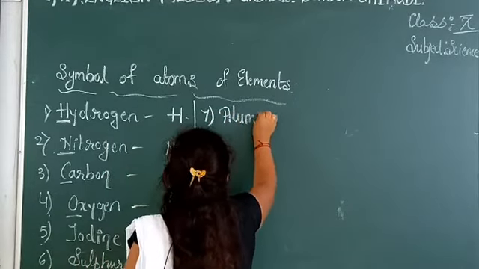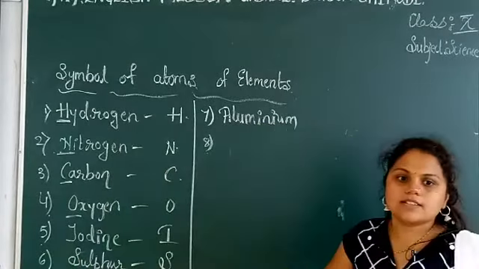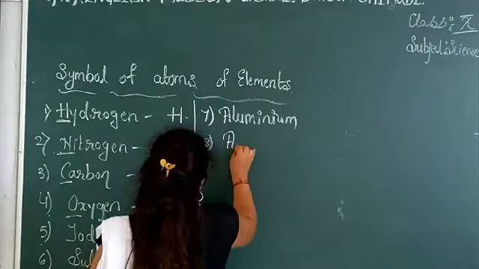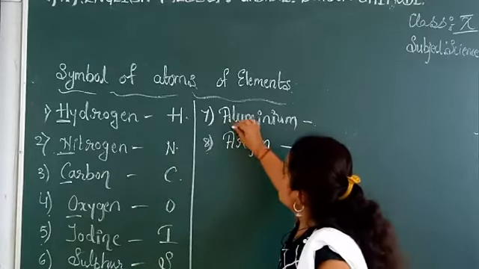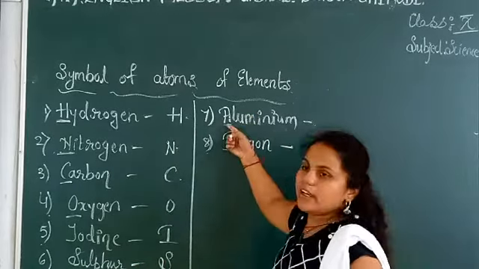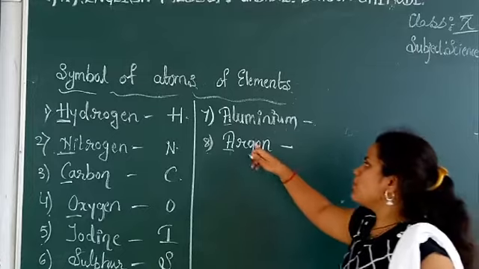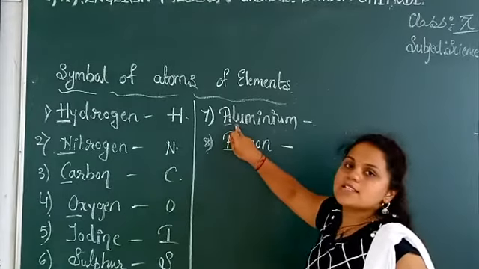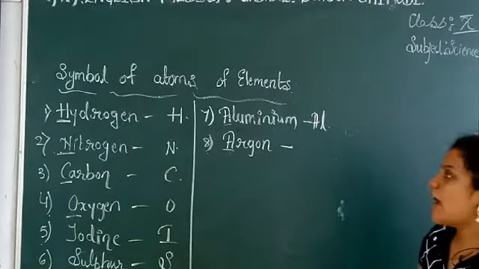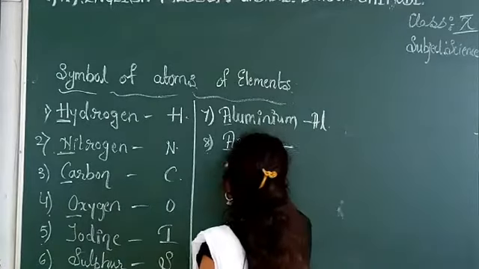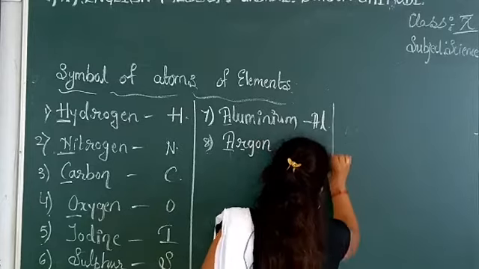Aluminium. And next is argon. So these letters are the same, A and A. In this condition, we have to give preference to the next letter. We have to prefer the second letter, like aluminium is represented by Al. Aluminium is represented by Al and argon is represented by Ar.